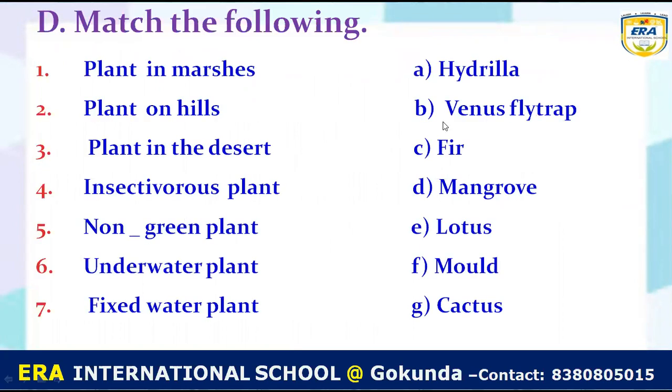So I will write the options directly here so you can understand the answers. First of all, you have to write the first: plant in marshes. So name the plant which can grow in marshes. The answer is mangrove. Mangroves grow in marshes. Understand? And second, the plant that grows on hills. Name the plant that grows on hills. The answer is fir. Fir plants grow on hills.